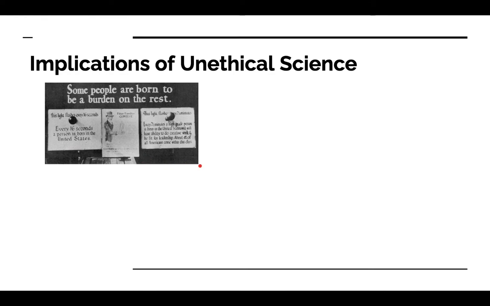So this is an advertisement for a pseudoscientific movement in the early 1900s known as eugenics. Eugenics was pseudoscientific because it took legitimate scientific research, genetics, and tried to graft it on in order to justify extremely racist, extremely prejudicial beliefs. The idea given off by this advertisement is that the vast majority of people are lazy and we kind of need to cull the herd, hence why it says some people are born to be a burden on the rest.